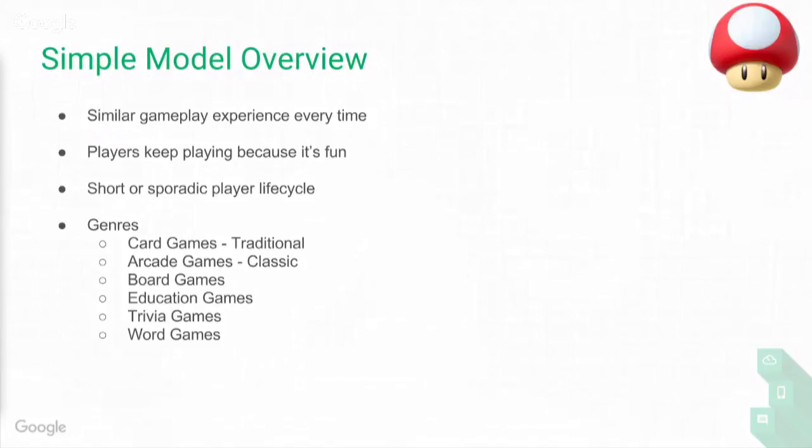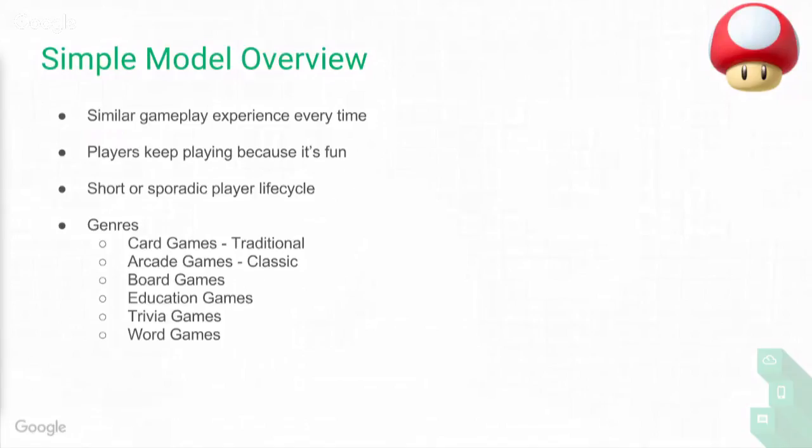And most of the time, since it is a very similar experience and it's mostly done when it's fun, it's either a short player life cycle. Well, they'll be into it. It'll be a bit of a fad for maybe a couple of weeks or maybe a month. And then they'll taper off and play another game. Or it's very sporadic, where whenever I feel like I want to play a game of solitaire or whatever that is, I'll just go ahead and play it, right?